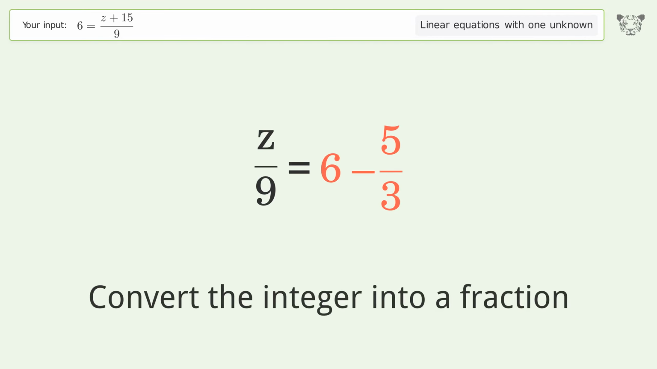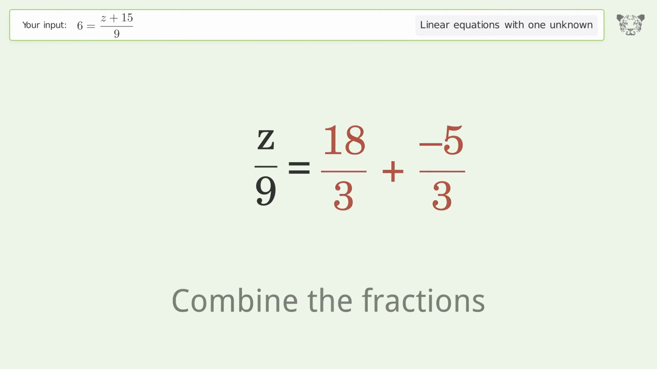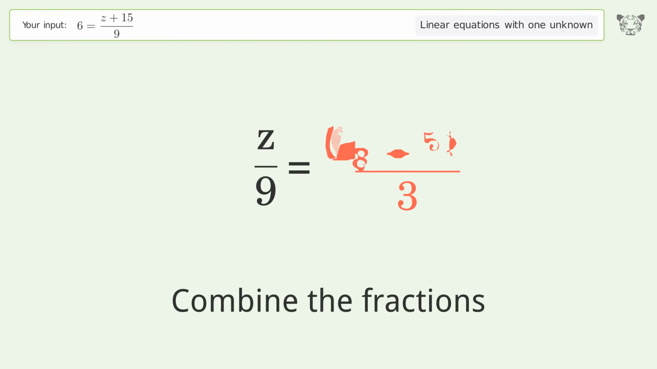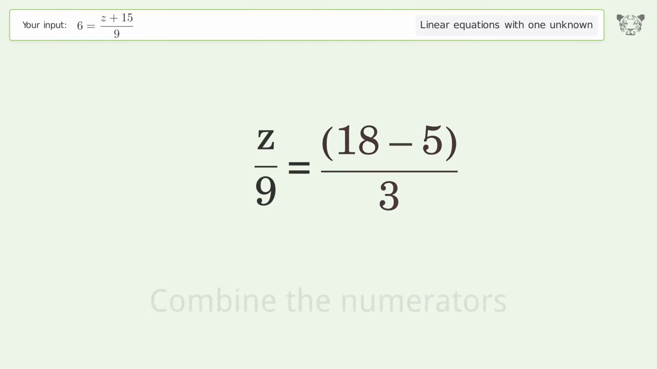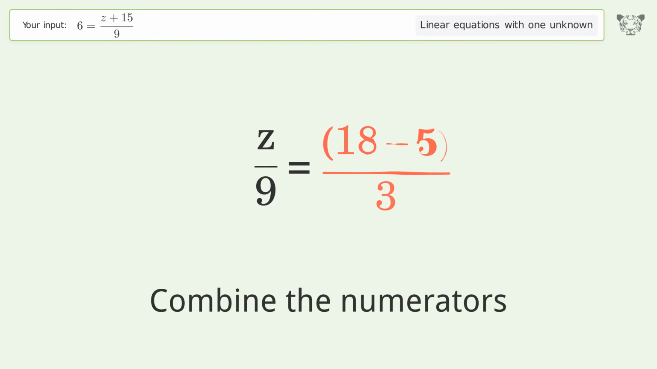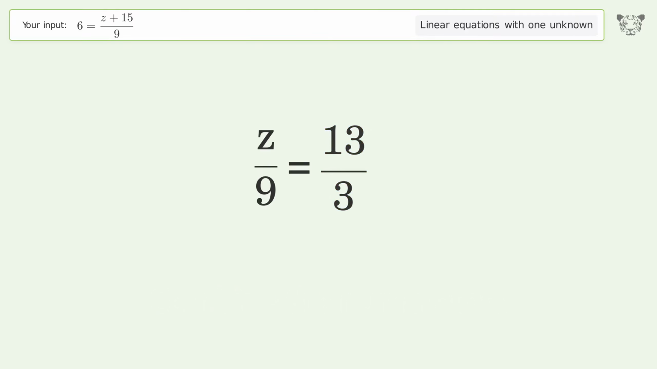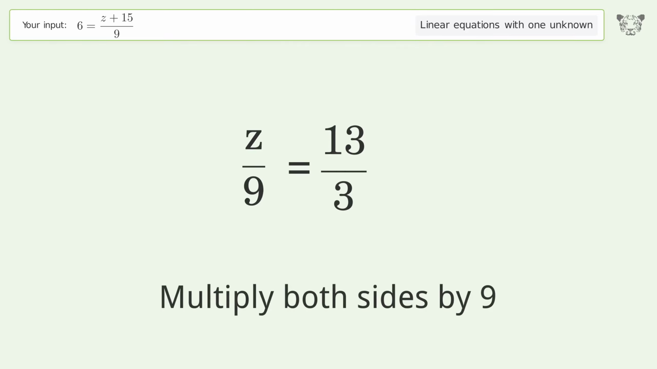Convert the integer into a fraction. Combine the fractions. Combine the numerators. Isolate the z. Multiply both sides by 9.